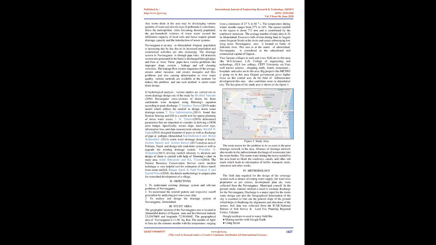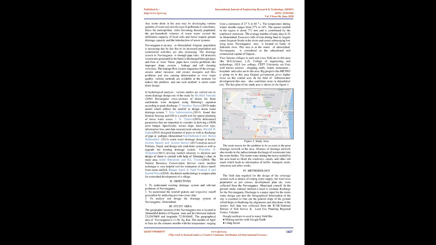Any storm drain in the area may be discharging various quantities of water and also various types of pollutants. Since the metropolitan cities are becoming densely populated, the per household volumes of wastewater exceed the infiltration capacity of local soils and hence require greater drainage capacity and the introduction of sewer systems. Navrangpura is an area in Ahmedabad, Gujarat. Population is increasing day by day, and commercial activities are also increasing. The drainage system in Navrangpura is through pipelines. All domestic wastewater generated in the basin is discharged through pipes and flows to the river.